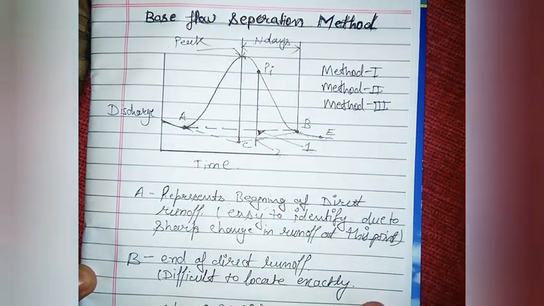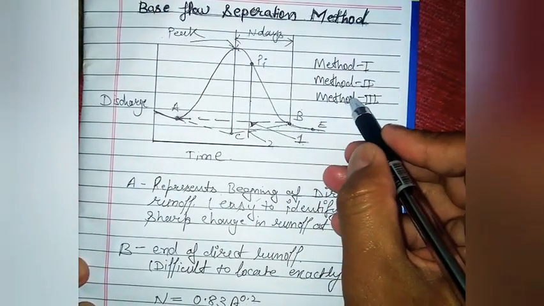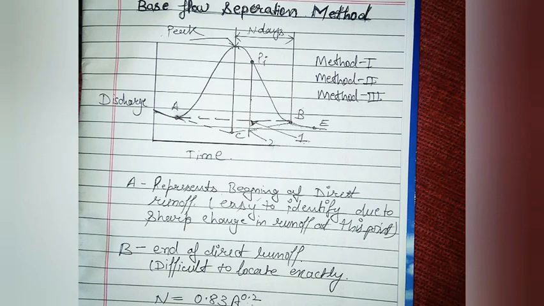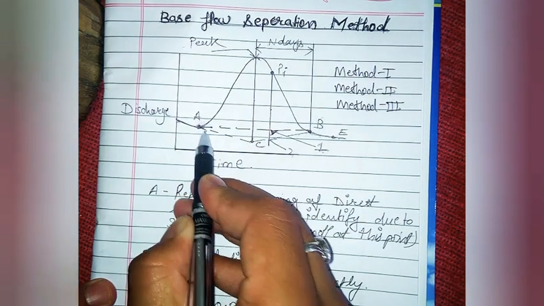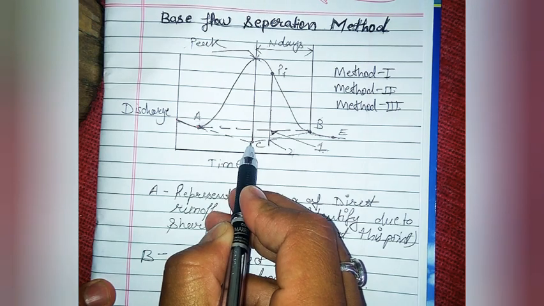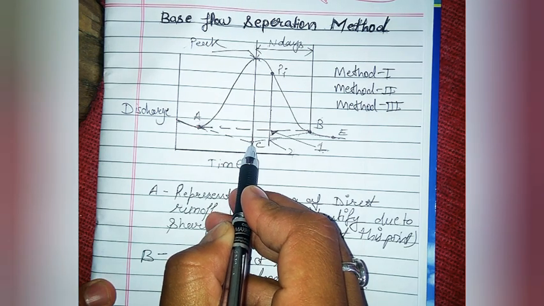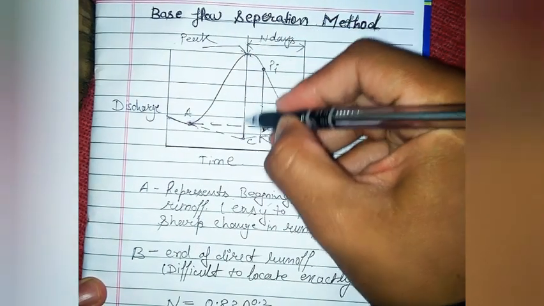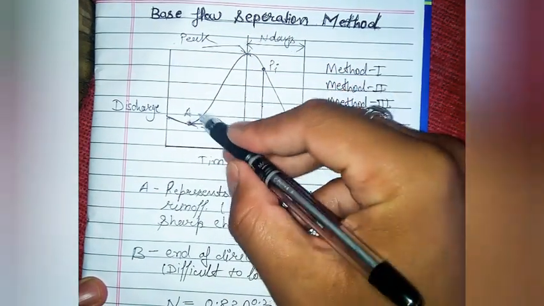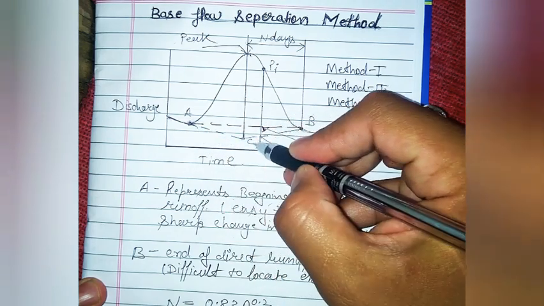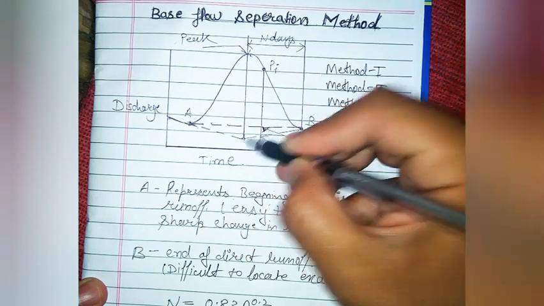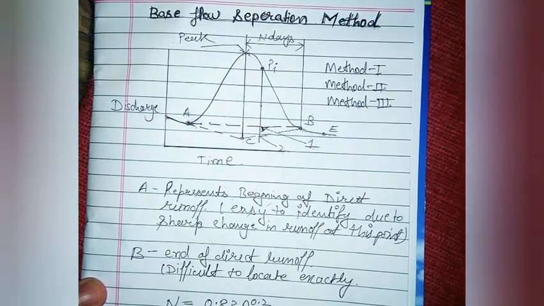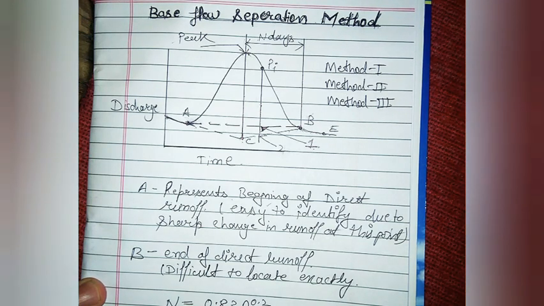Now the next method, the second method. In the second method, the base flow curve, that is this curve, is extended till it intersects the ordinate that is drawn at the peak. We extend this curve further to meet this line at this point, which is termed point C. After that we join point C and B. So this is the second method.